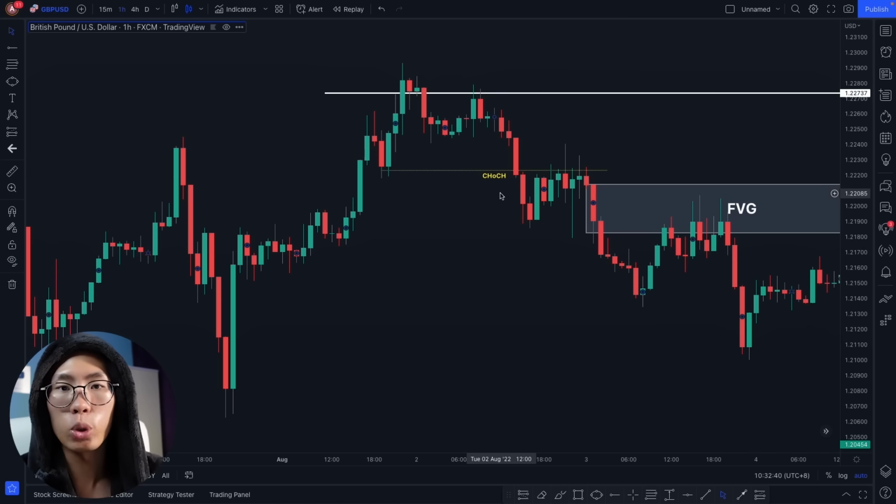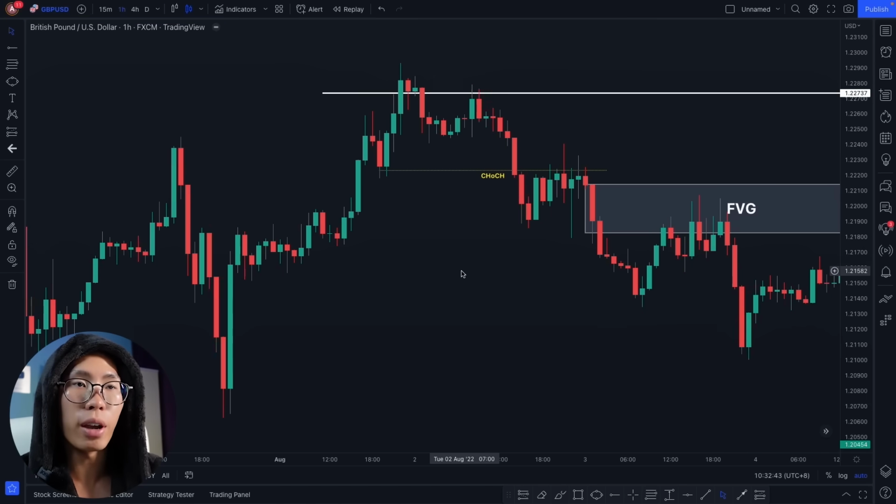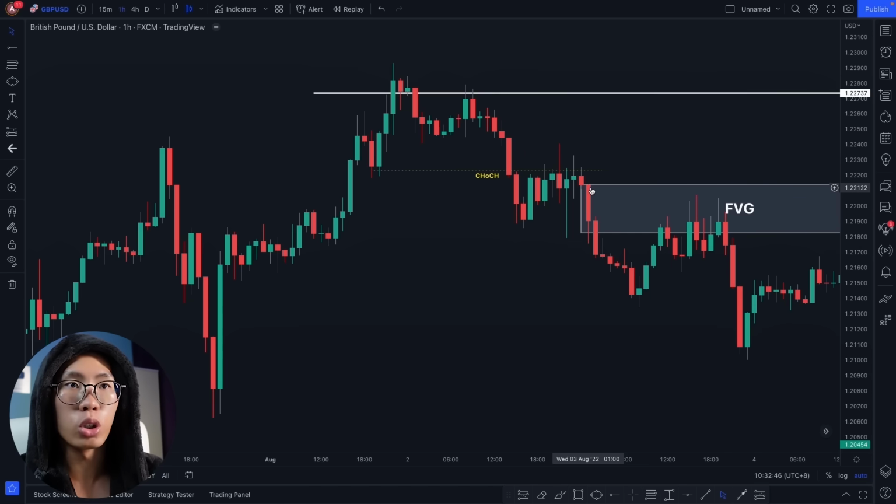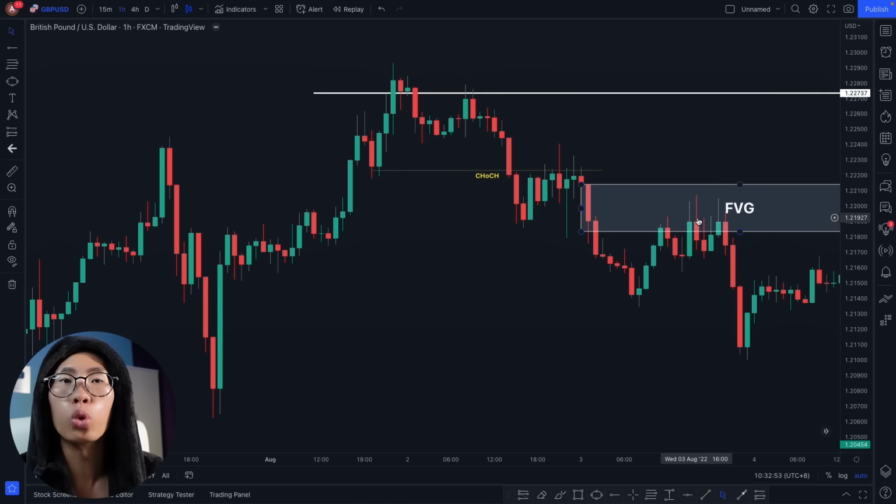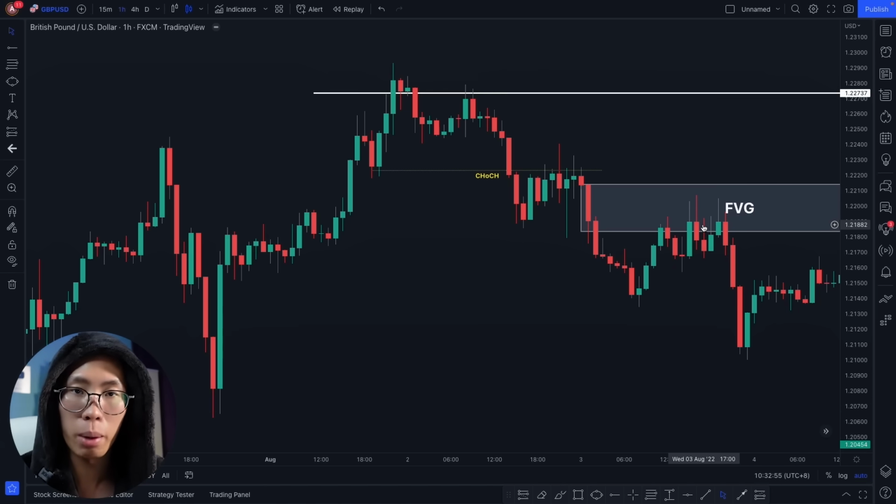So the next thing I want to do is to mark up my fair value gap, and I can mark up a fair value gap right here because I saw there's a huge push down and there's a big red candle here. So I'll mark my fair value gap right here, and you can see price has gone back up to retest the fair value gap. So this is where I will enter for a sell position.